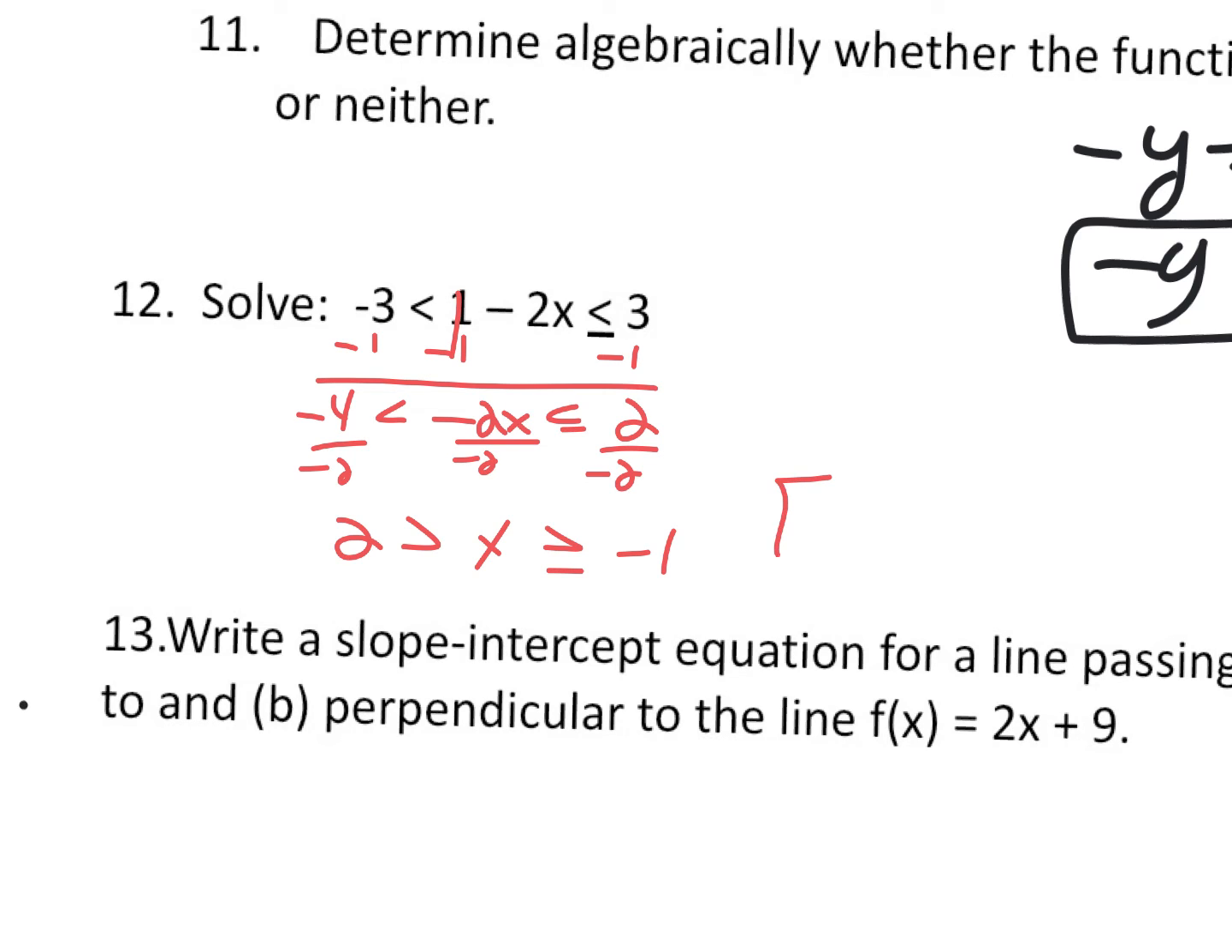So you'd write your answer like this. Bracket with a negative 1, a 2 with the parentheses. Because this one has an equal sign, that one doesn't.